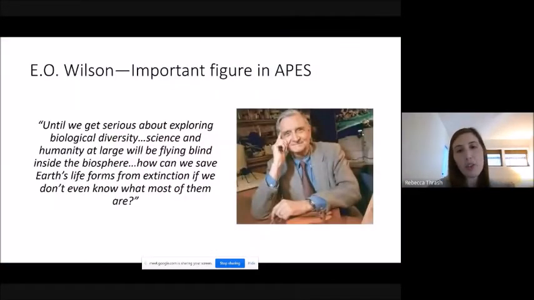Last week, I introduced this important figure in APES, biologist E.O. Wilson, who pioneered a lot of the concepts that we have been discussing in this unit around biodiversity. So we're going to talk about one particular contribution that he and another ecologist, Robert MacArthur, pioneered, which is island biogeography.